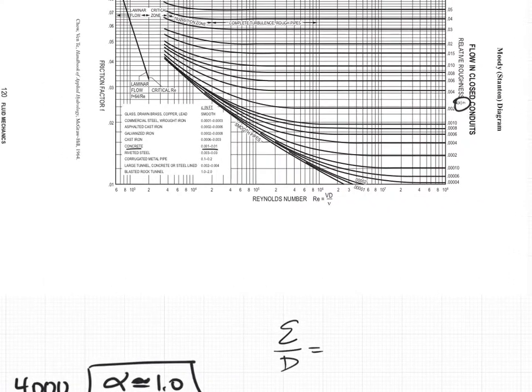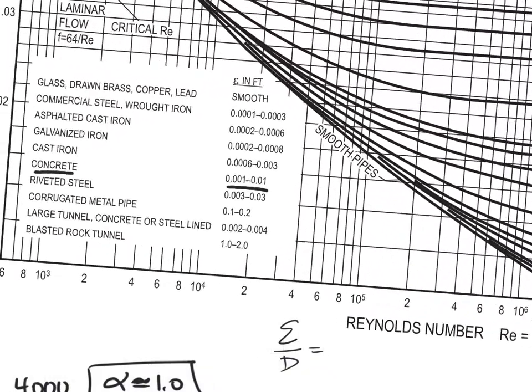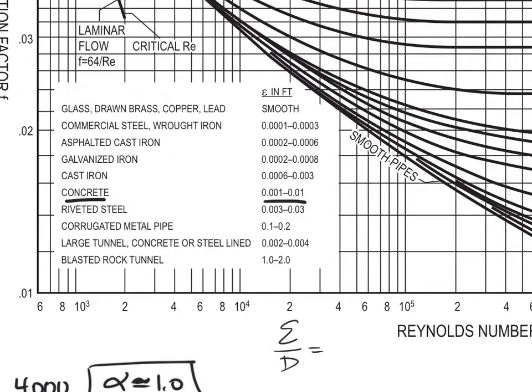Note on a test, I will usually tell you what value to use. In this case, if it gives you a range of values, what I recommend you do is pick the one that you like. For example, if I was given riveted steel right here, I would put 0.01 because that's an easier number for me to work with than 0.003. I'm not going to choose something like 0.03 repeating. You can choose anything in there.